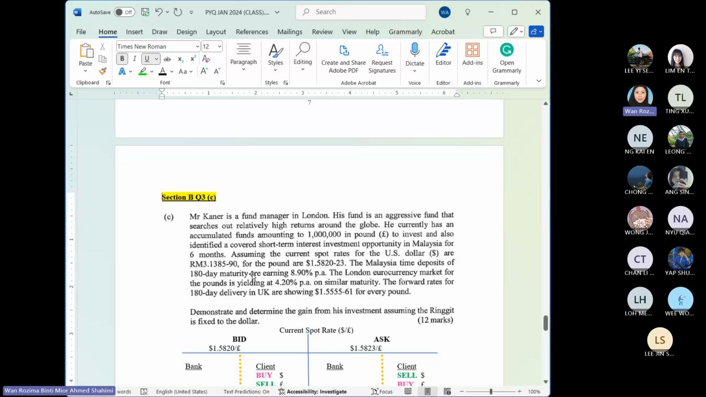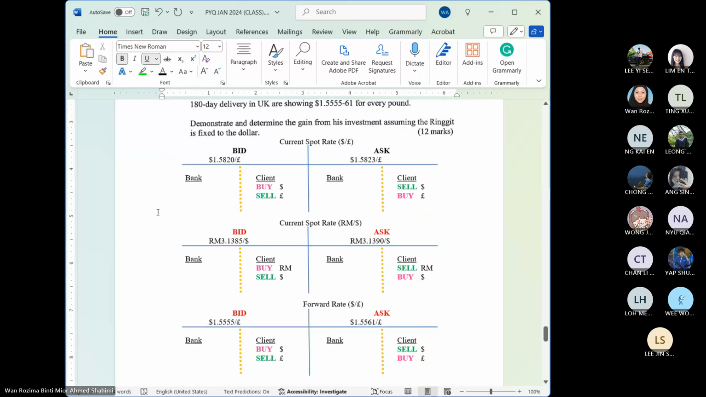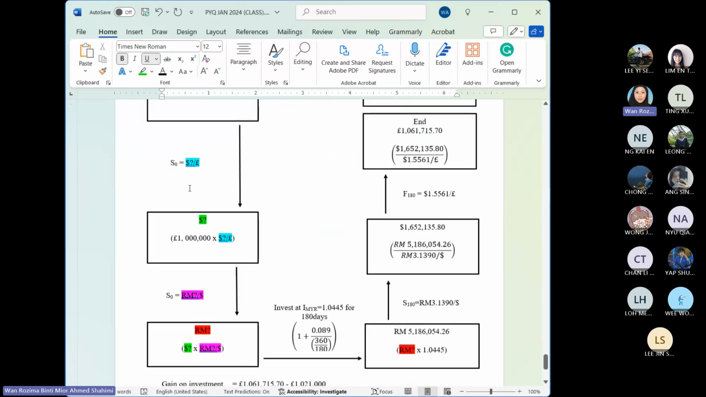So now, by right, he has £1 million to invest, and Mr. Cranny wants to invest in Malaysia. So let's find the exchange rate between British pound and Malaysian ringgit. There isn't one, right? You can't even find it. So meaning to say, you can use the cross rate if you want, or you can just use the traditional one.